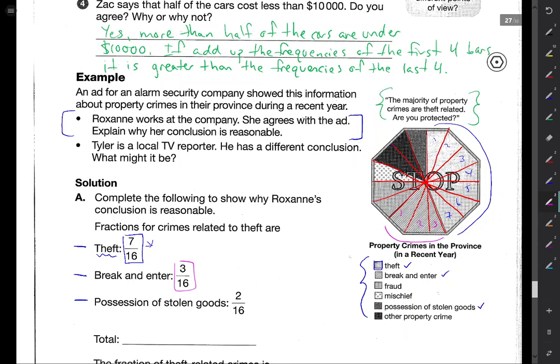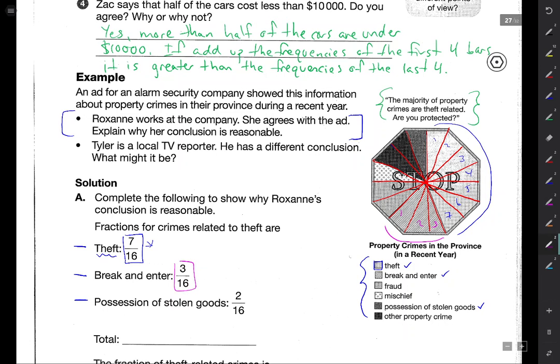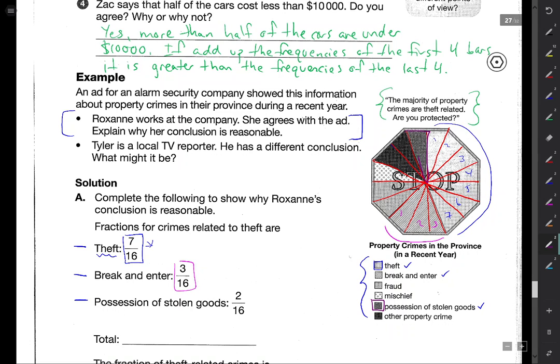And finally, possession of stolen goods. I noticed that the booklet actually has the wrong answer here. For the possession of stolen goods, we're looking at this segment right here, and that would only be 1/16 of our graph. So the booklet is wrong here. That is only one little segment, or 1/16.